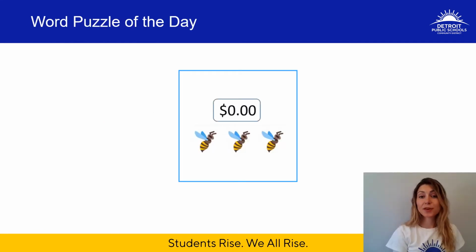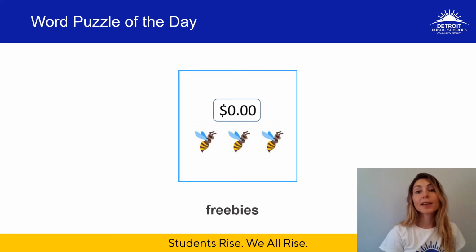You ready for today's pictogram puzzle? I am. I already figured it out, but that's besides the point. Take about 15 seconds to look at this image and think about what words or phrases this image conjures up. If you need to pause the video, like I did my first time, go ahead and do so now. The solution is freebies. Get it? There's no price to them. There's a few of them. Freebies. I always get excited for a freebie. Samples, that kind of thing. All right, let's get into our learning.